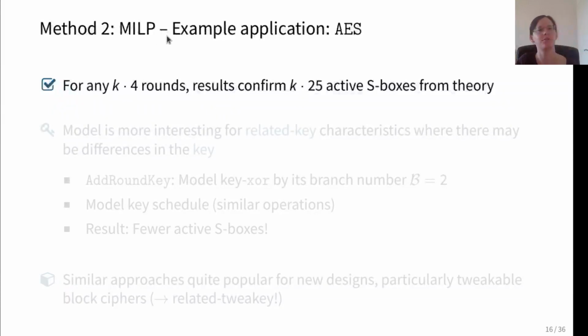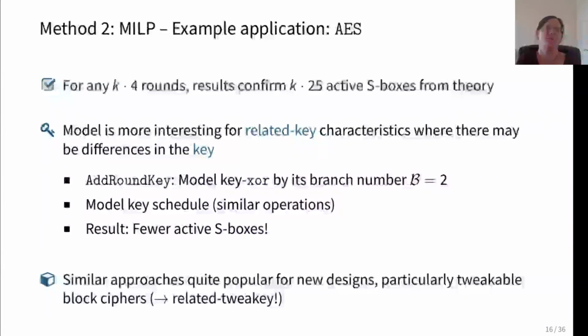However, we can of course also run this problem for round numbers that are not a multiple of 4. So for example, for 5 rounds, we can then see that instead of 25, we get 26 active S boxes. But if we only look at 3 rounds, we are already quickly down to only 9 active S boxes. So this is maybe nice to explore how the number of active S boxes grows over the number of rounds in AES.